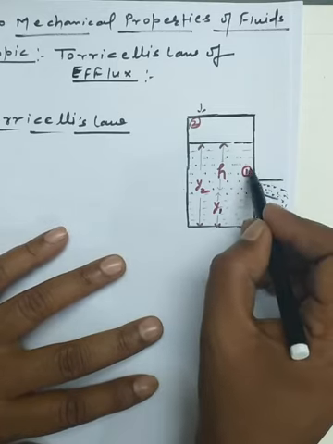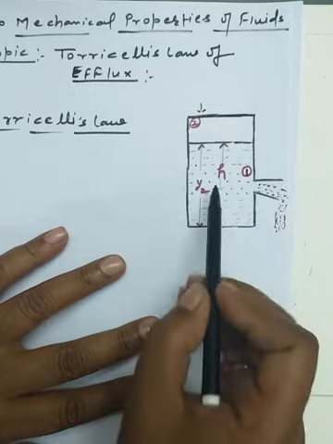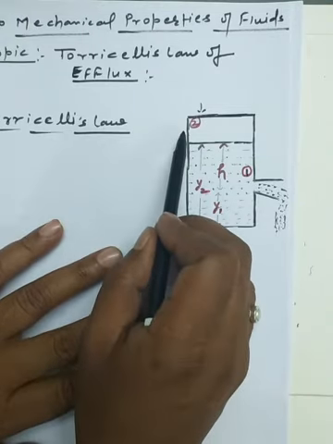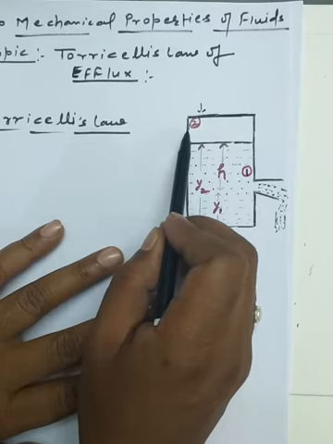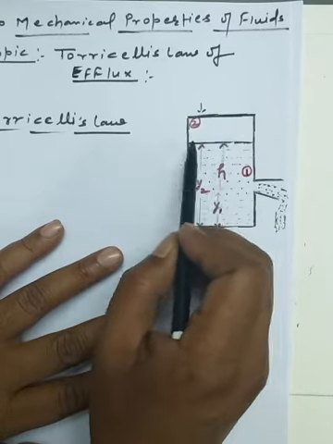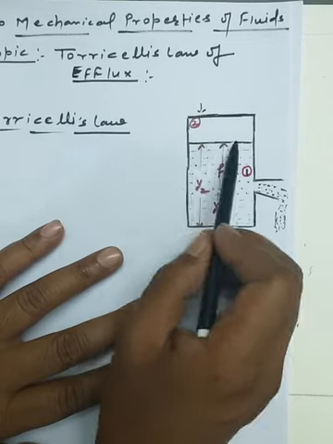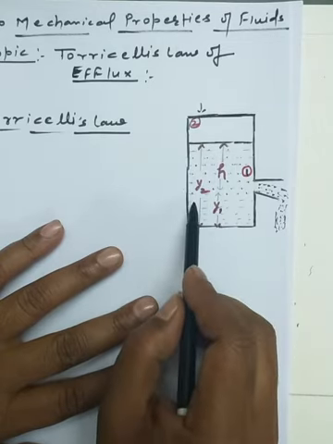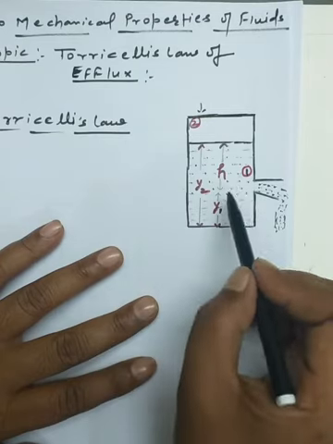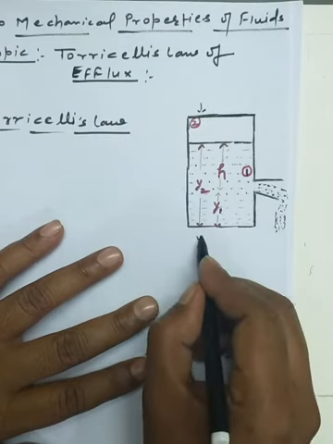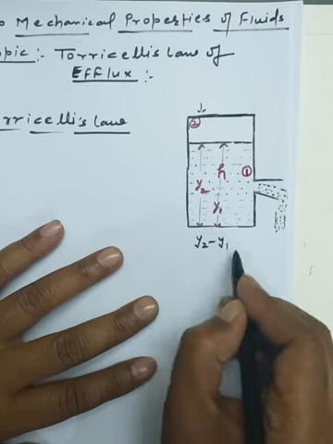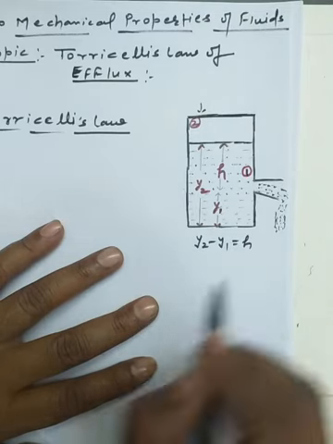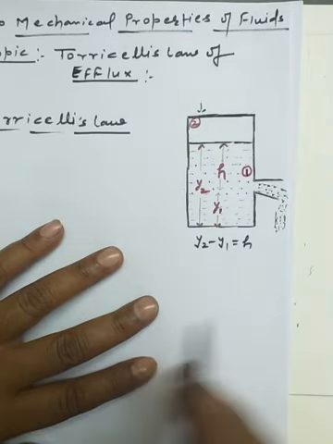So here I have assumed that point number 1, and the other point is on the surface of the container where we have the flat surface of the liquid. This is point number 2, and here we are assuming the height of the liquid is y2, and y2 minus y1 we can call h. Okay, so this is one of the basic assumptions.